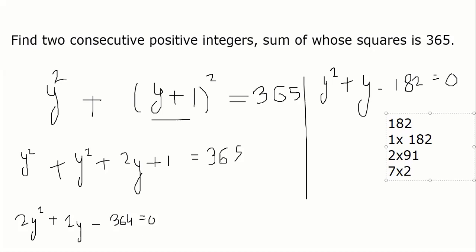7 2 या 14 18 4 16 ये भी नहीं चलेगा. 14 into 13 ये चल सकता है. क्यों? Because 14 plus 13 नहीं चलेगा. 14 minus 13 is 1. So we can use this factor.